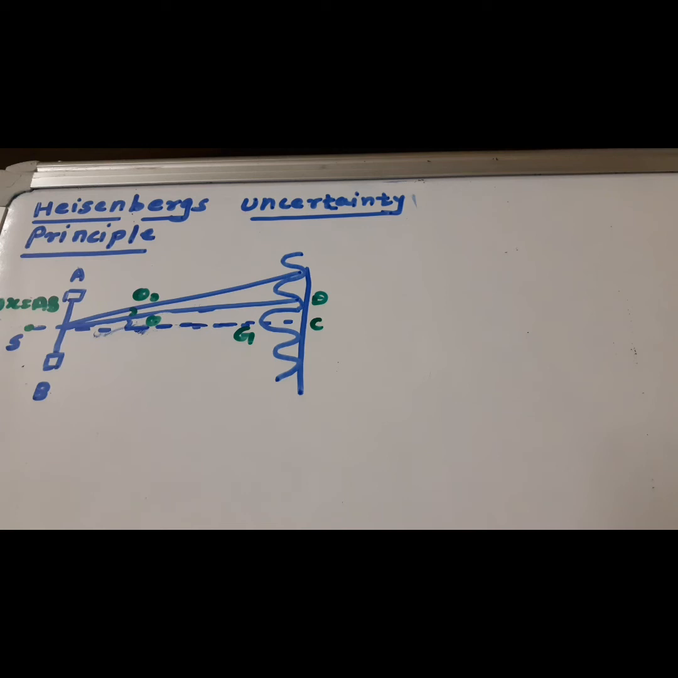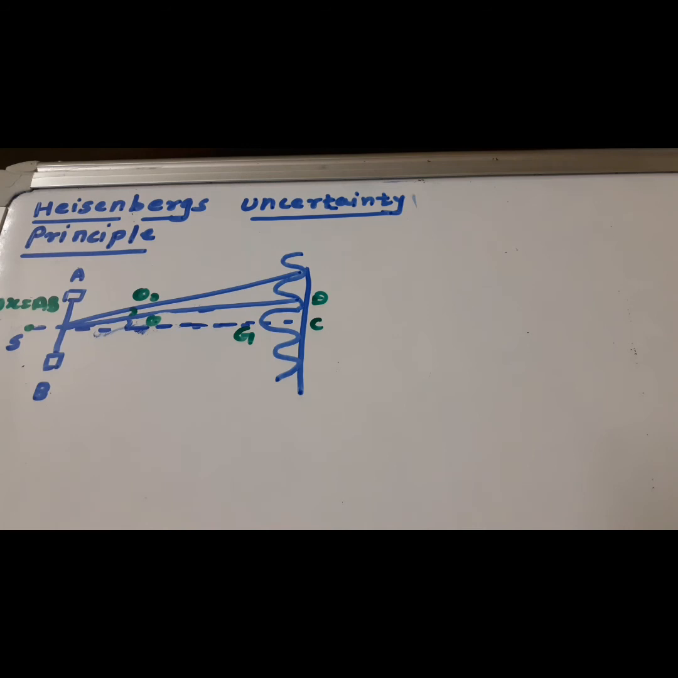In the last lecture, we have already covered the introductory part, but today we will see the experimental arrangement of the Heisenberg's uncertainty principle. First of all, I will explain the principle again.